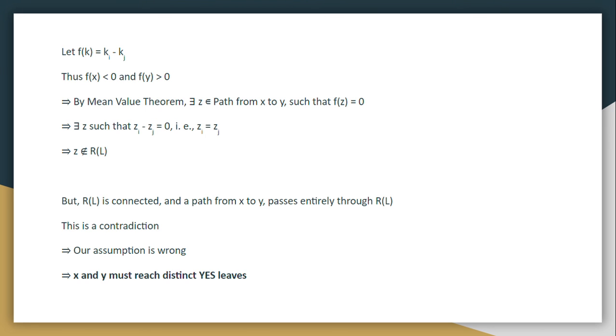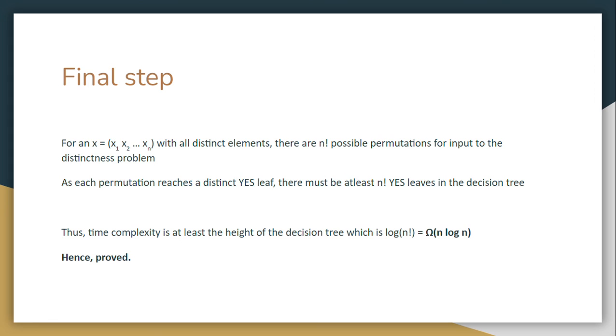Now let's proceed. Now we come to the final step. We can wrap it all up. We have got everything we require. So let's say for an input X of n elements, all distinct, there are n factorial possible permutations for input to the distinctness problem. Because there are n elements in the array X, we can arrange it in n factorial ways, and thus there would be n factorial possible inputs. And as all the elements are distinct, each permutation reaches a distinct yes leaf, as we proved in the earlier slide.